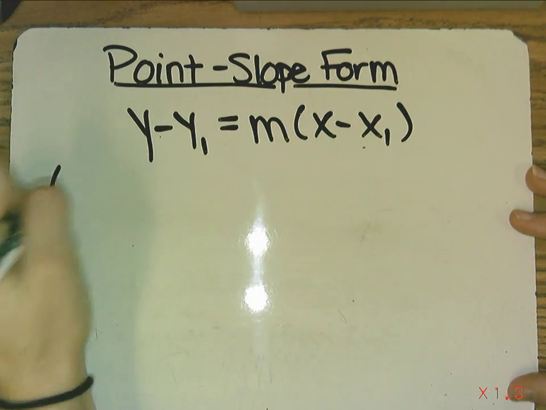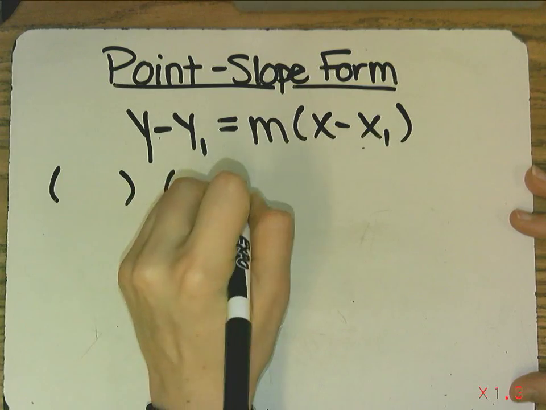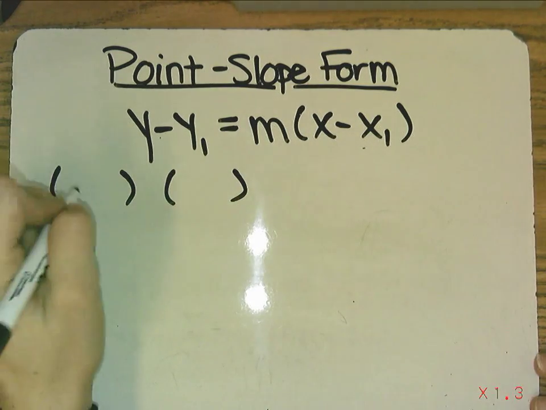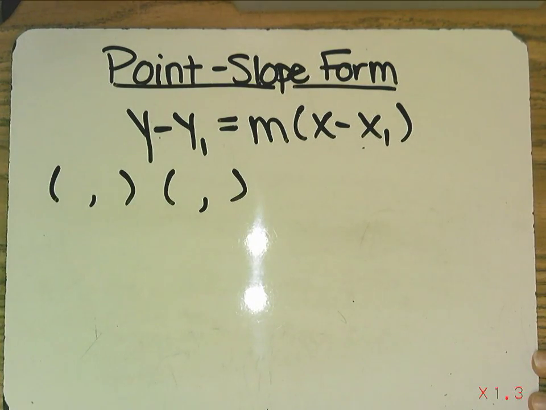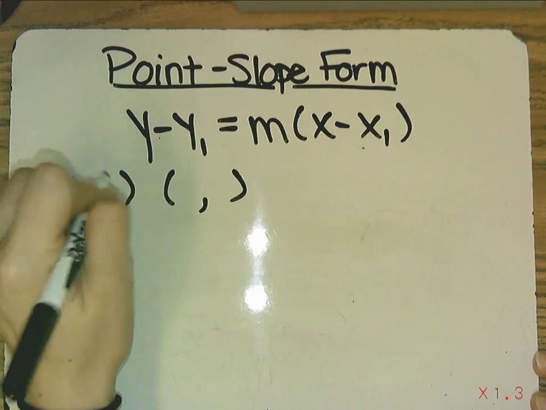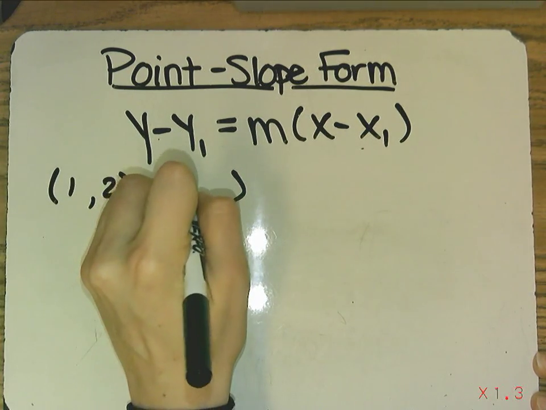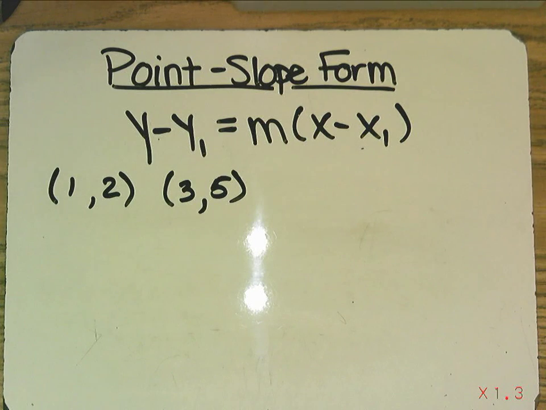Let's try one that's a little harder. Let's say instead of being given the slope and an ordered pair, you were given 2 ordered pairs. So maybe we had the point (1, 2) and (3, 5). We want to do the same thing. We want to have a slope and a point and plug that information in.